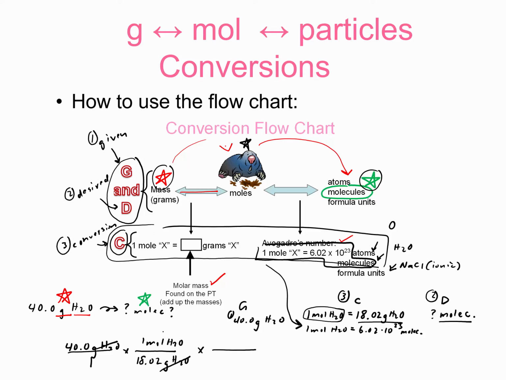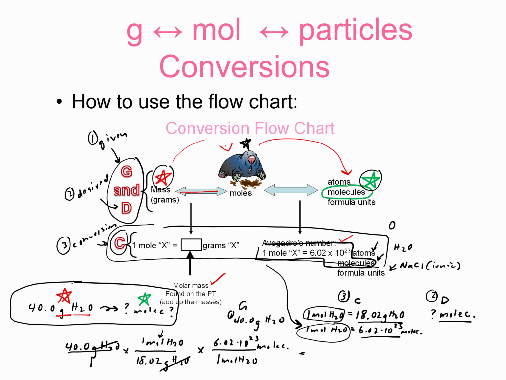Now we need to do something about this mole of H2O. So for that, I'm going to use the next conversion factor. I'm going to write 1 mole of H2O on the bottom so that it cancels, and then the other half of it goes on top, 6.02 times 10 to the 23rd molecules. Okay, and so using this flowchart, we were able to answer this question: how many molecules are in 40 grams of water?